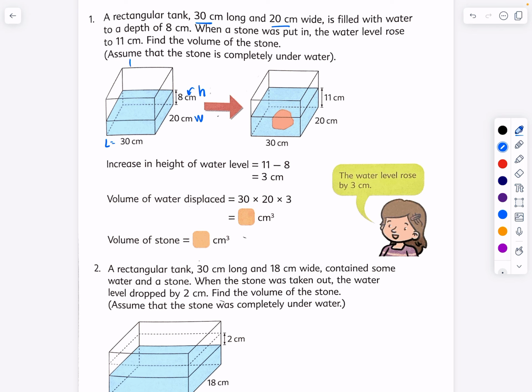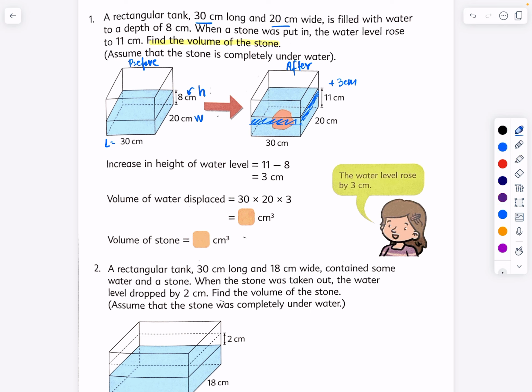When the stone was put, so this was the situation before, and this is after. When the stone was put inside the tank, the water level went up. Of course it went up. Before it was 8, and now it is 11 centimeters, which means it added plus 3 centimeters of height. Find the volume of the stone. It's a very neat and easy way to measure, approximately, not exactly, the volume of the stone.